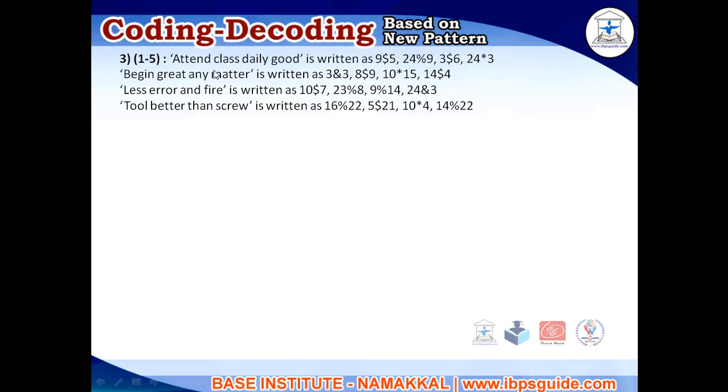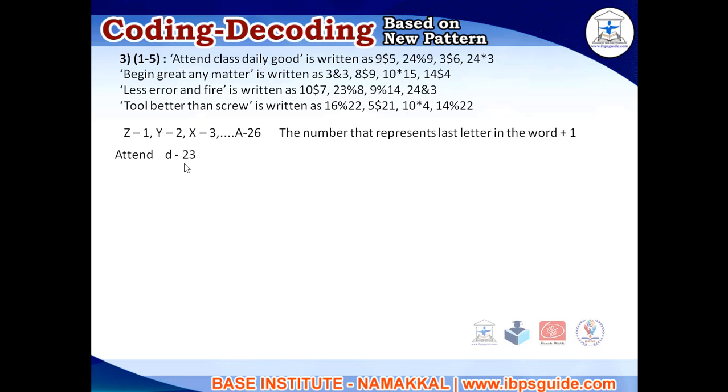So the coding would be ordering of alphabets. Here in the first digit of coded words, descending ordering like Z for 1, Y for 2, X for 3, until A for 26, and then the number that represents the last letter in the word plus 1 is coded in the first digit of coded words, guys. Like you see here in attend, D is coded as 23 in descending ordering, and then adding plus 1 we will get 24.